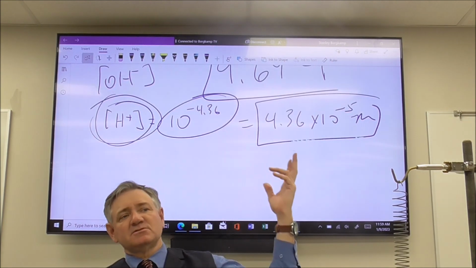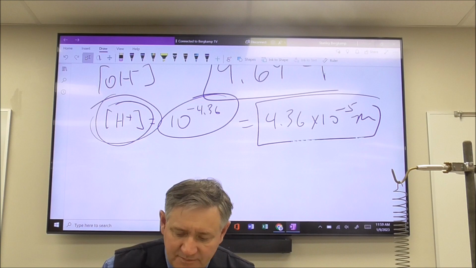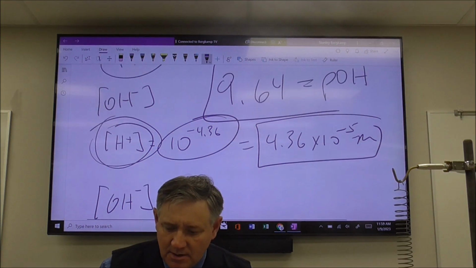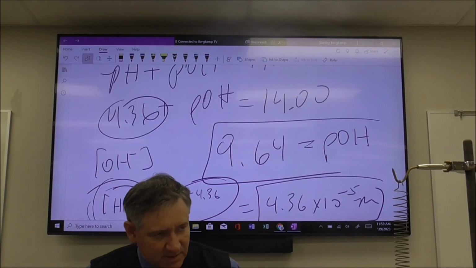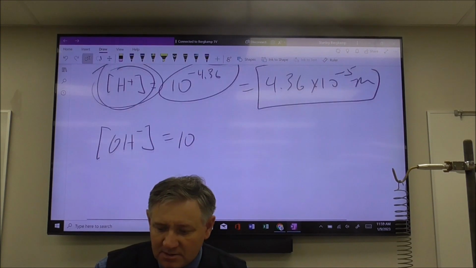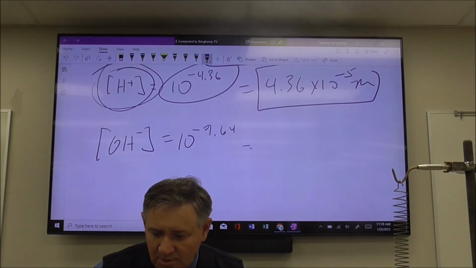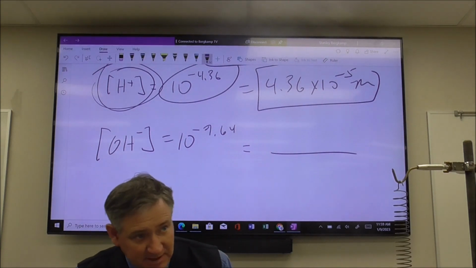Now, this is a personal preference on how you do this. It makes no difference. If you wanted to calculate the concentration of your hydroxide ions, you could take 10 and then raise that to the negative pOH. So you could take 10 to the negative 9.64, and you could get that number. So if you like anti-logs, that's an option.